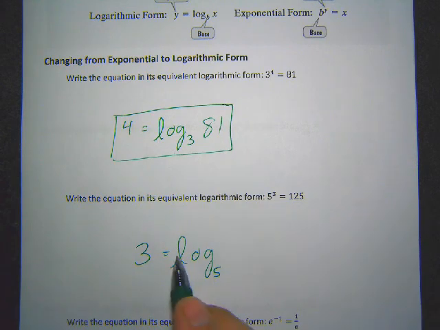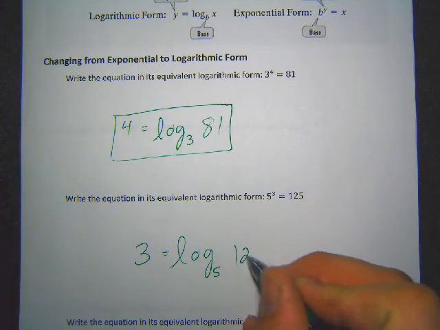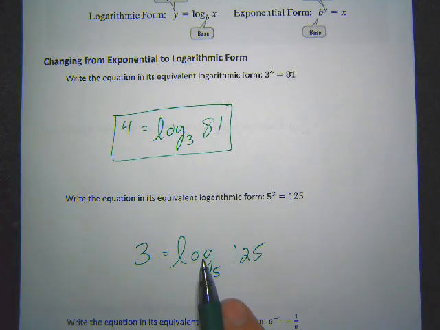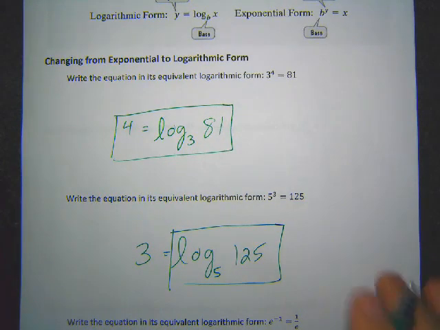And we're taking log base 5 of 125. So 125 is what we're taking the log base 5 of. So we're saying, okay, log base 5 of 125. So what power on 5 gives us 125? Well, 5 to the 3rd gives us 125. So that's the answer for that one. That's it.